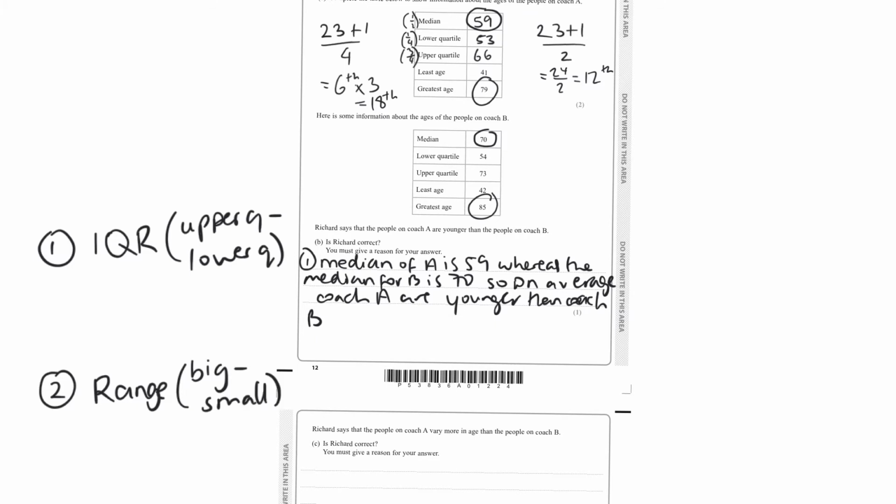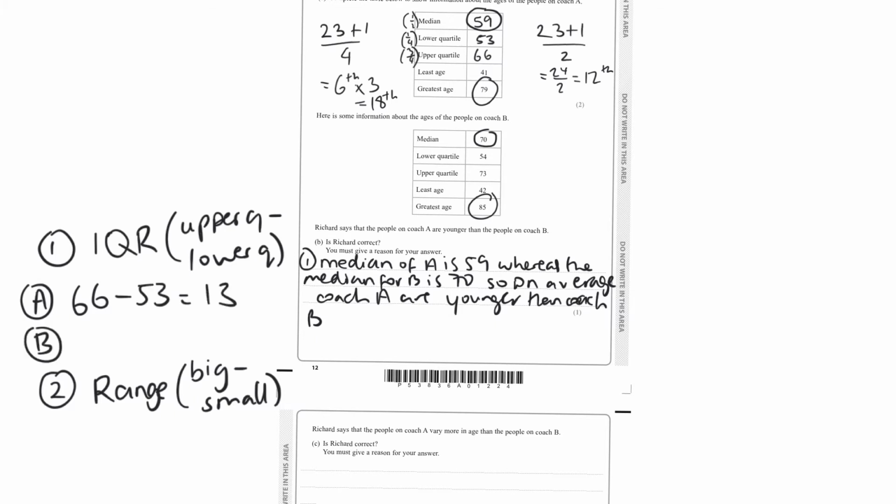So let's work out the interquartile range for A. It's going to be the upper quartile, which is 66, take away the lower quartile, which is 53. So that'll leave us with 13.